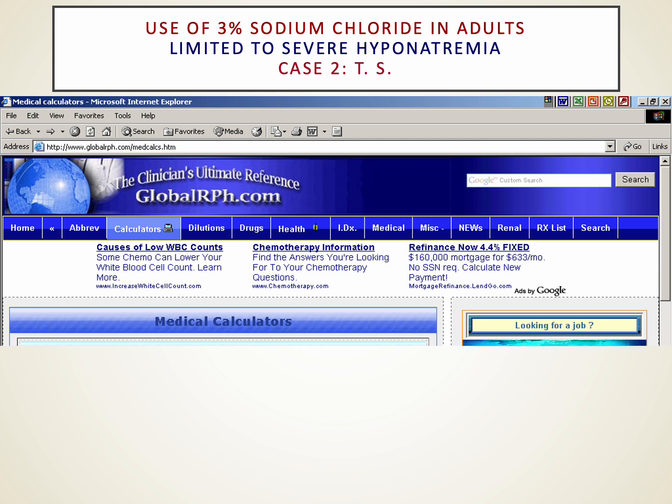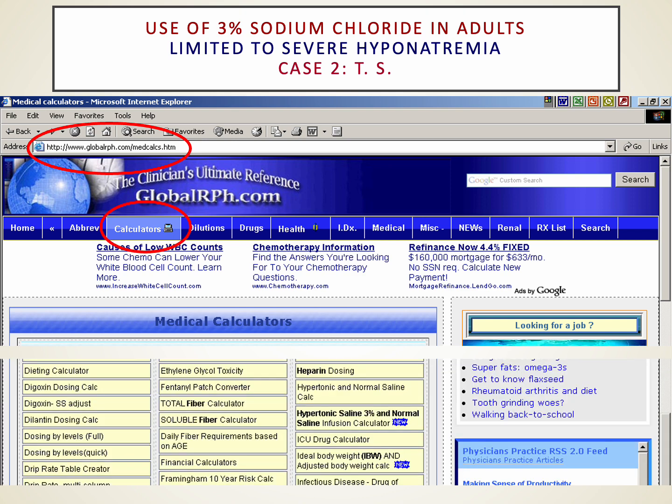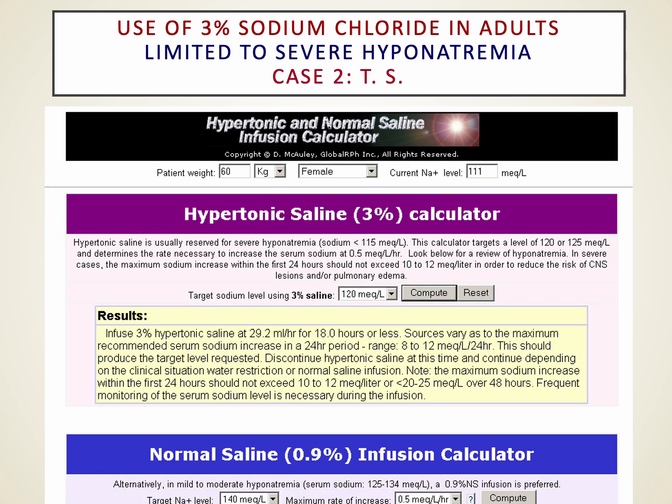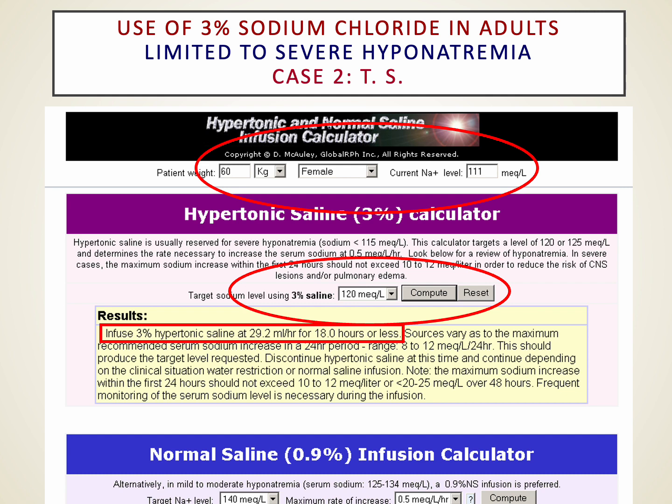And as we've alluded to in other parts of the curriculum, Global RPH has such a calculator. I'd encourage you to consider playing with this one. These are helpful to give you some guidance as far as what your goals are. Typically, you're going to go to Global RPH, go to the medical calculator, and look for the calculator that helps with 3% saline, hypertonic, and normal saline calculation. The calculator will then give you some guidance. We're going to enter the patient's data, what their serum sodium is, and our target usually is going to be to get them up to 120. So 120 is where we're going, and it's going to give you a recommendation of how much to administer over what period of time.